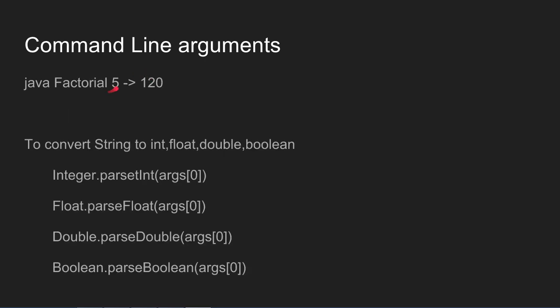So even though we are giving an integer here, for the program inside the main method, it will be passed as a string. To convert the string into integer, float, double and boolean, we can use these static methods on the Integer, Float, Double and Boolean classes: parseInt, parseFloat, parseDouble and parseBoolean respectively. Whatever the argument is, it can be args0, it can be args1, if we want to convert that, we can pass it to these static methods. Okay, that will conclude our PowerPoint presentation.